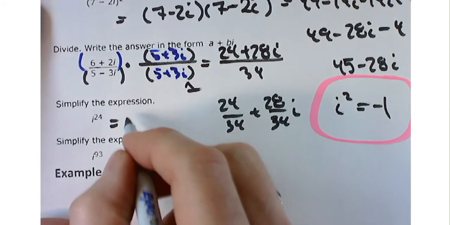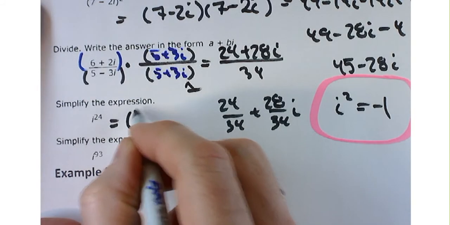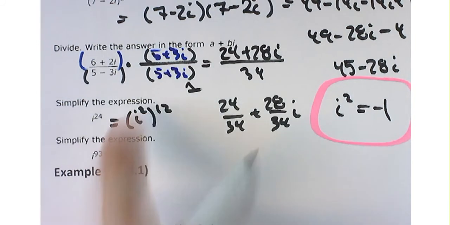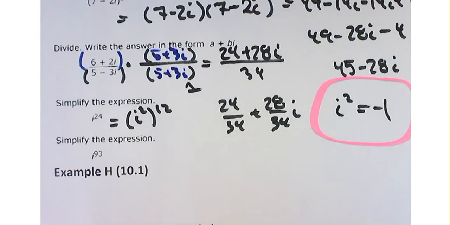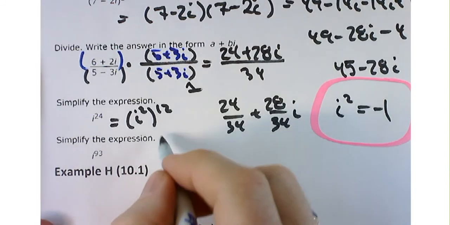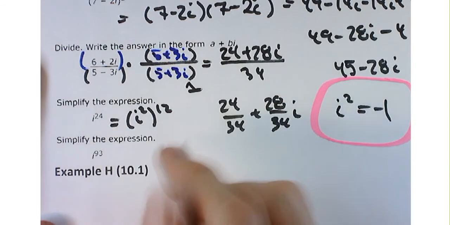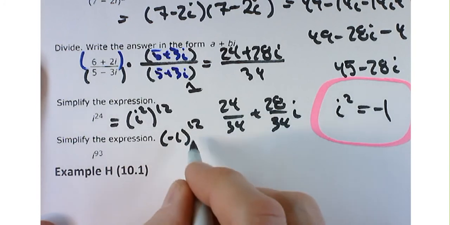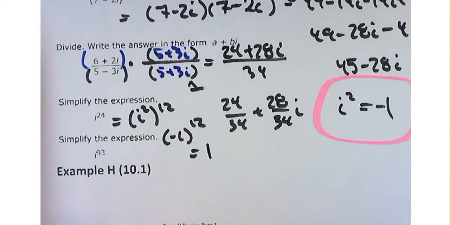So with this, I can write that as i squared to the 12th power. 12 times 2 gives me 24. But then I realized, oh, wait a minute, I know what i squared is. That's negative 1. And negative 1 to an even power is going to be positive 1. Done.